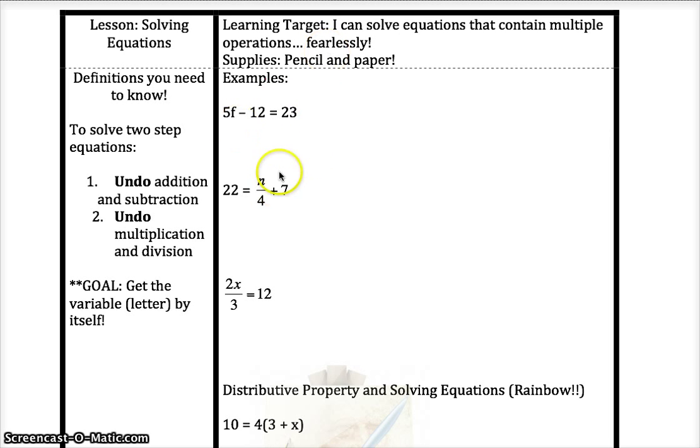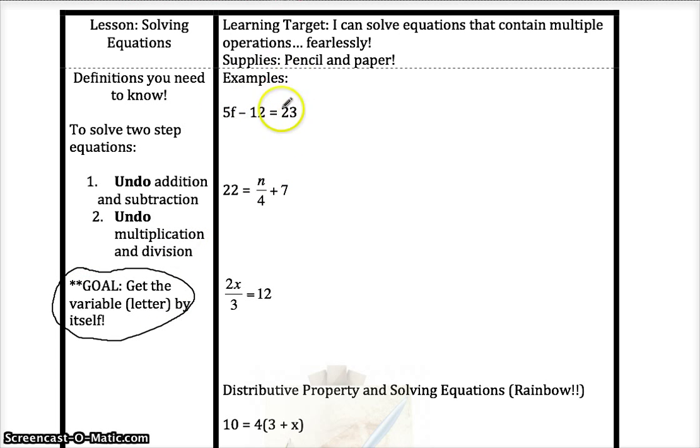Okay, so these equations we've looked at before. This may be a review for you, or maybe this is the first time you're seeing this, but either way, we're going to just jump into it. This is called a two-step equation because there are two operations in here. There's multiplication and addition and subtraction. And here are your steps for solving two-step equations. You have to undo the addition and subtraction first and undo the multiplication and division second. And your goal, just as always, is to get the variable or the letter by itself.